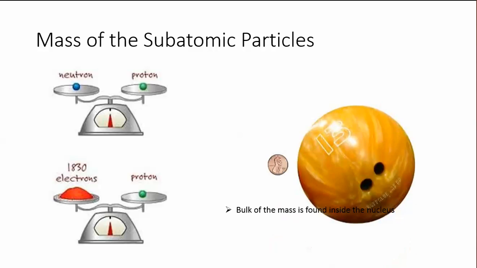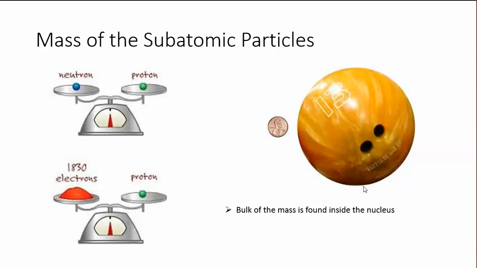Bulk of the mass is found inside the nucleus. We can think of this idea that the protons and neutrons are so massive, bowling ball versus a penny. And we did this in class. I showed you some large marbles. I weighed the large marbles, and then I added in these little puff balls, and the little puff balls had no significant increase. They certainly had mass, but they didn't really change the mass of the atom altogether.